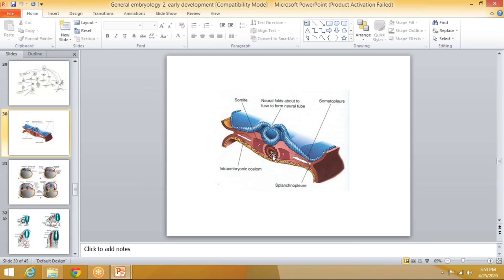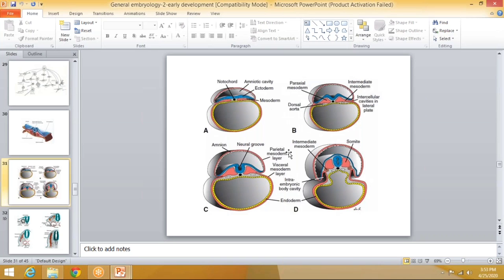Just behind the neural tube, this is the notochord, which is surrounded by the extraembryonic mesoderm, and it has somites. These are the somites, which will further differentiate into dermatome, sclerotome, and myotome. This is the same diagram again, complete. Above you have the amniotic cavity, ectoderm, then the red colored mesoderm, and this is the endoderm lining the primitive yolk sac.